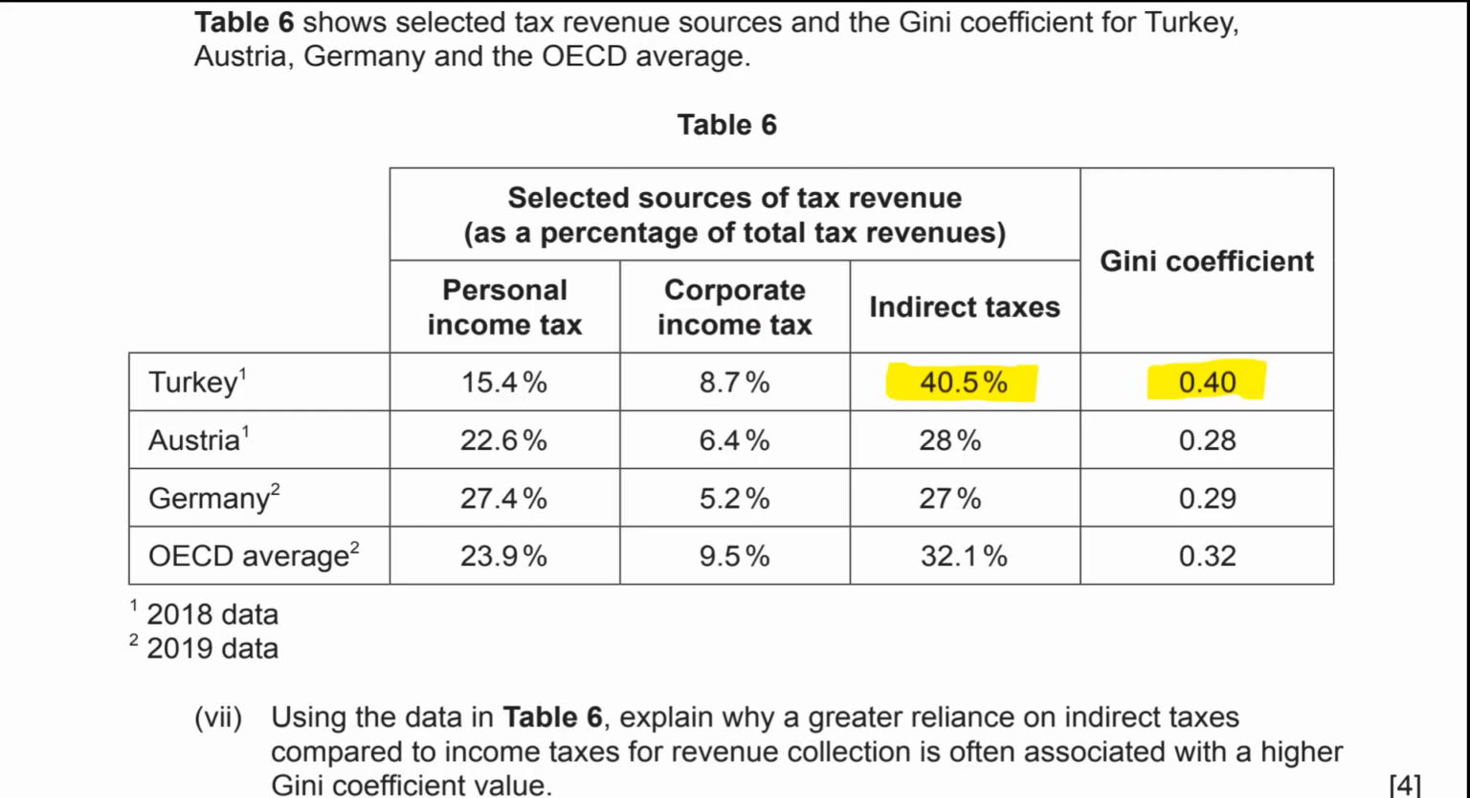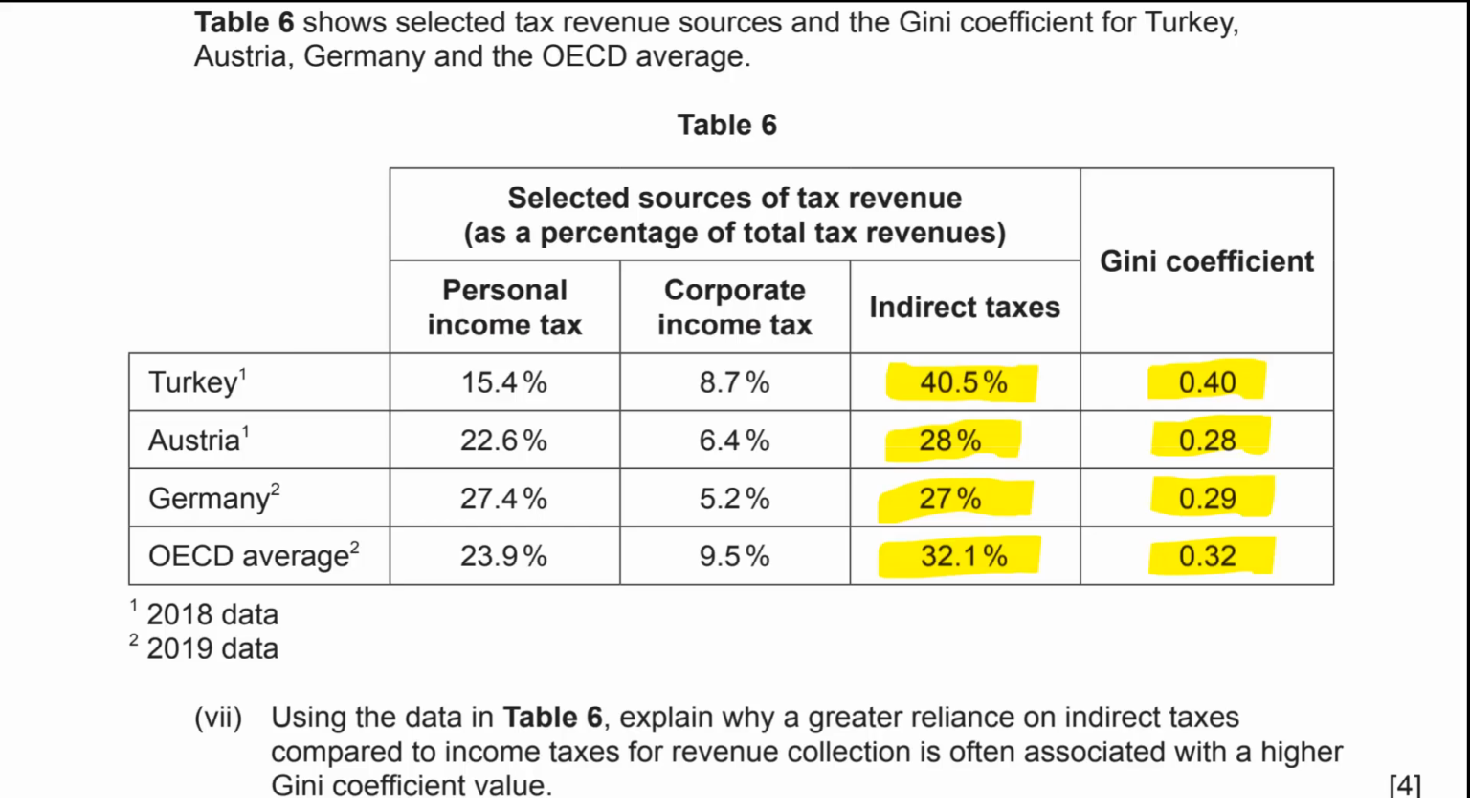Well, if we compare it to Austria, Austria has much lower indirect taxes as a percentage of tax revenue, and they have a much lower Gini coefficient of 0.28. And it's the same thing with Germany, right? Germany has even less indirect taxes, 27%, and they also have a pretty low Gini coefficient of 0.29. And in fact, if you look at the OECD average, it's about 32.1% of indirect taxes, and the OECD average Gini coefficient is 0.32. So what we see here is a pretty strong correlation between the percentage of indirect taxes and the Gini coefficient. Specifically, the more your country relies on indirect taxes, the higher the Gini coefficient.